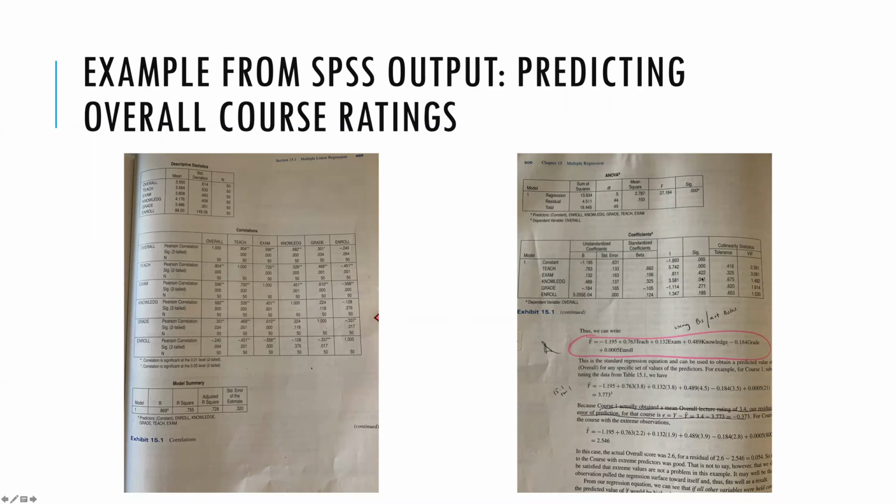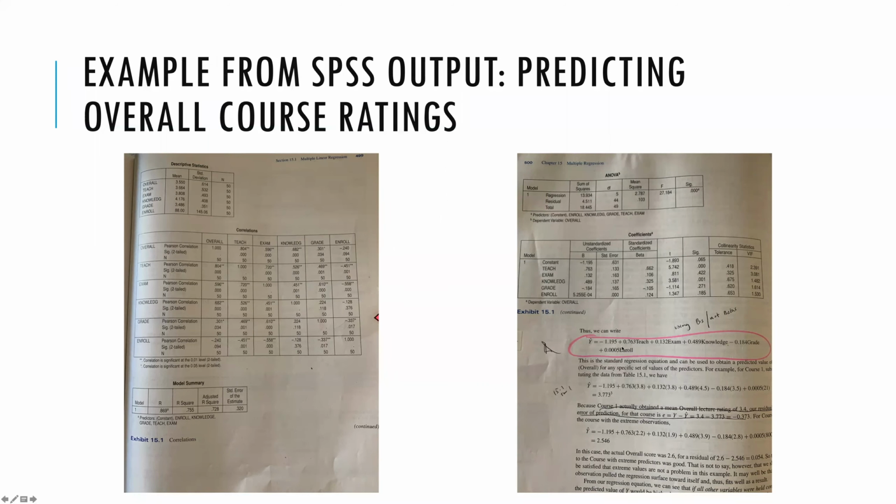Exam is not significantly related to the y variable. Grade is not, enroll is not. So we don't need to say anything about those variables because they are not significantly related to the outcome. If they're not significantly related to the outcome, there's no point in talking about how increases in that variable will lead to an increase in the y variable, because that's not true. It's not significantly related to the outcome. We can say, though, for every 1 unit increase in knowledge rating, there's an associated 0.489 unit increase in overall score.